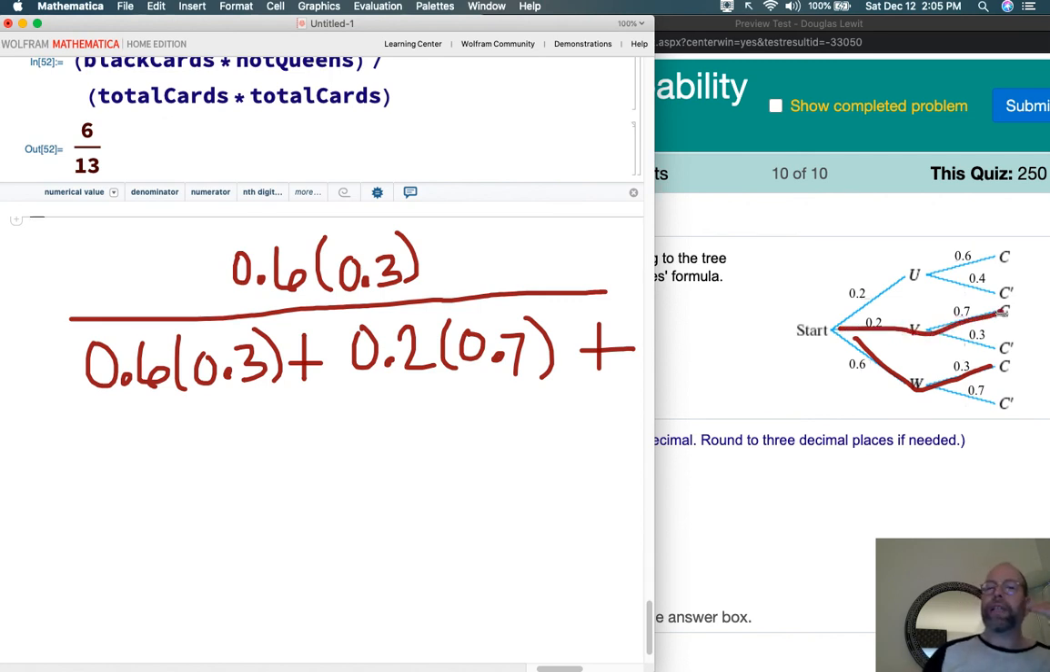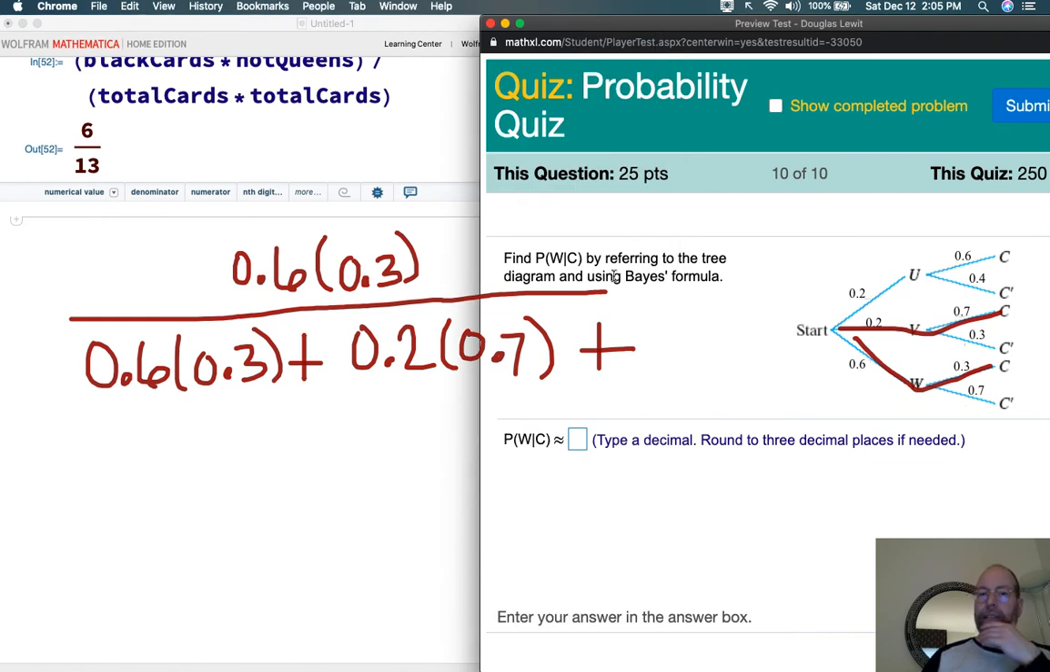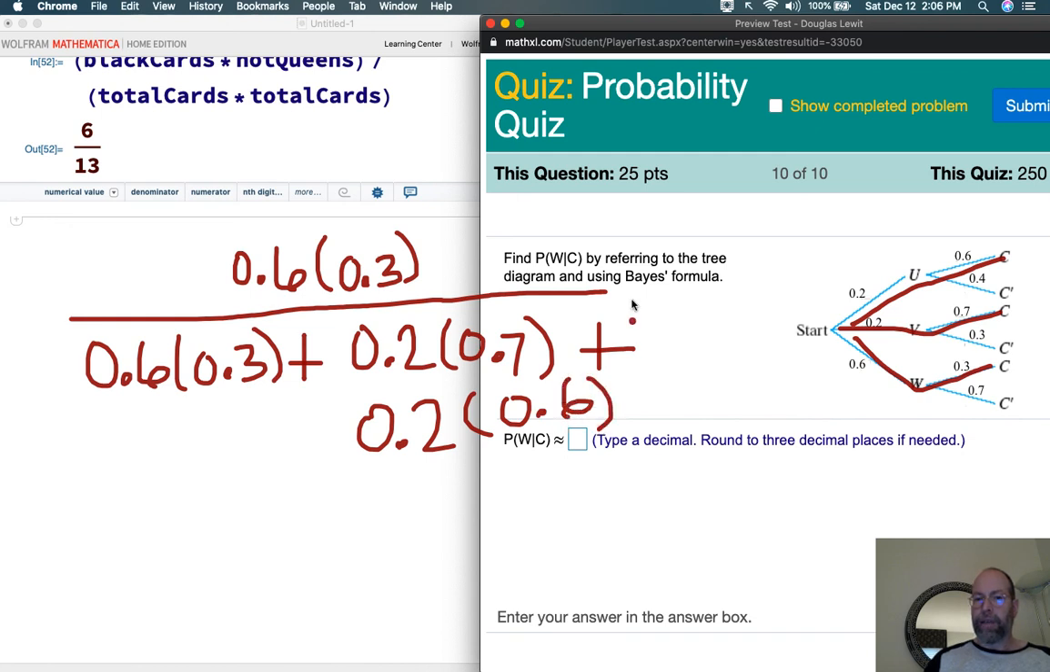So we want the probability of W given C. It says here, find the probability of W given C by referring to the tree diagram. So what is the probability of event W happening given that event C has already happened? And then there's this branch over here, which is 0.2 multiplied by 0.6. And that's going to equal the answer.